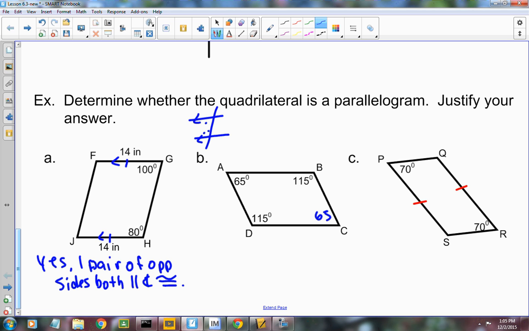The opposite angles are congruent. So my answer would be yes. Opposite angles are congruent. Could I have used opposite sides parallel? Could I have done that?